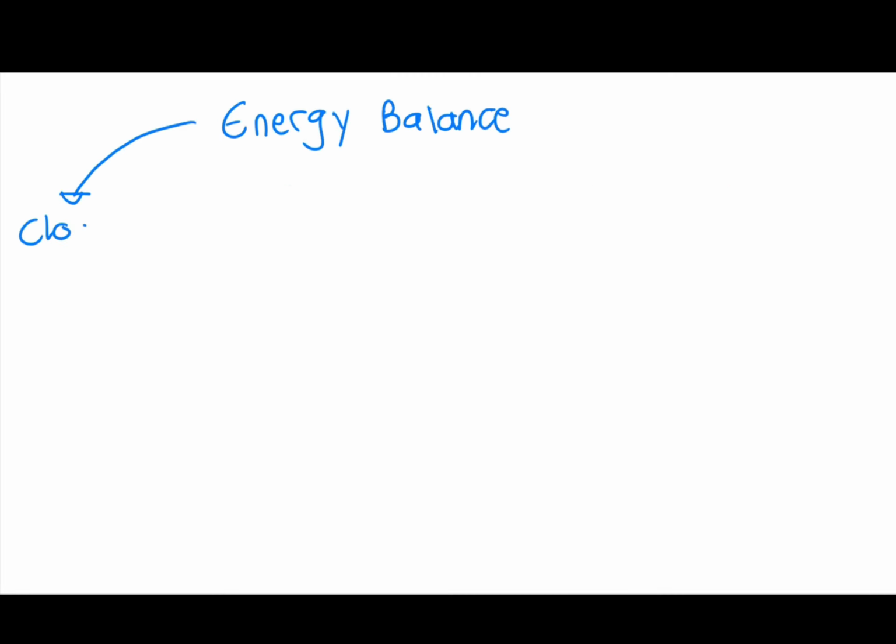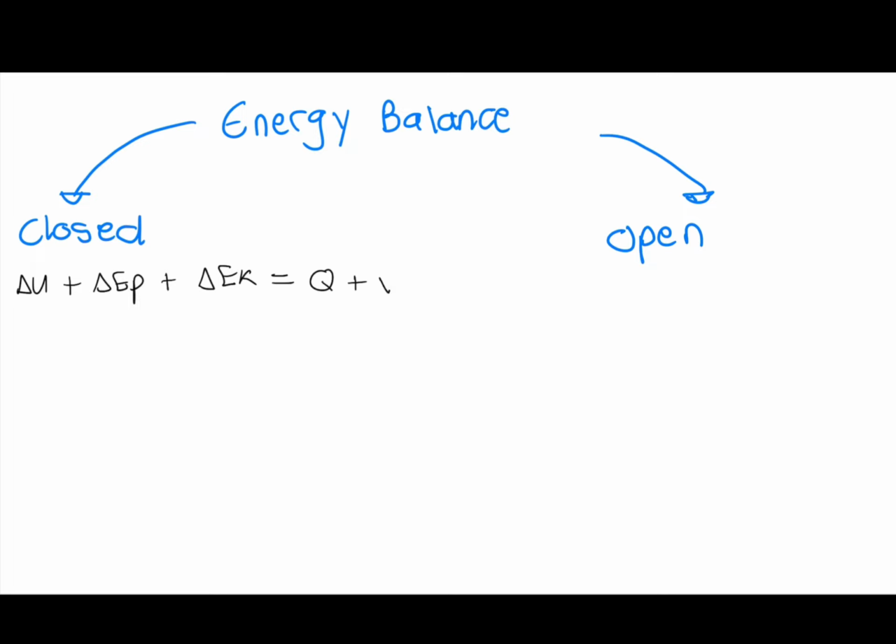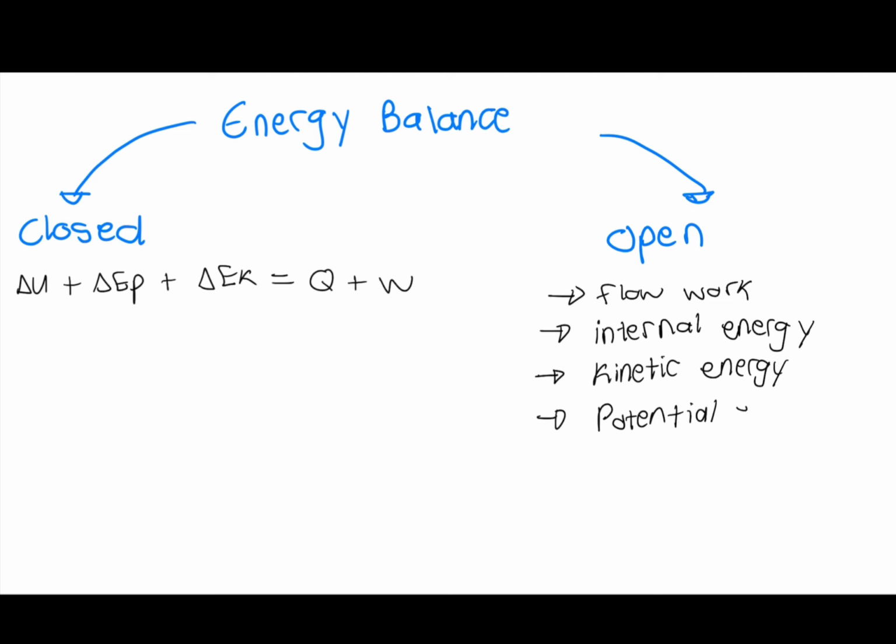For closed systems, the energy balance is change in internal energy plus potential plus kinetic energy is equal to heat plus work. For open systems, we need to account for flow work, internal energy, kinetic energy, and potential energy of both the inlet and outlet fluids.